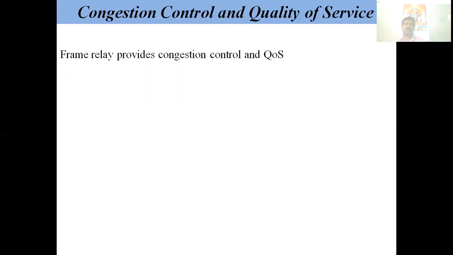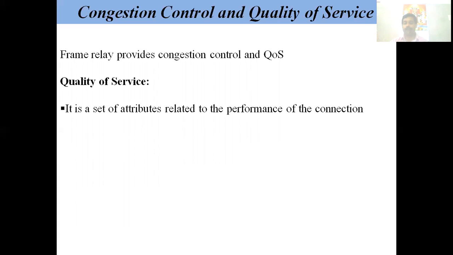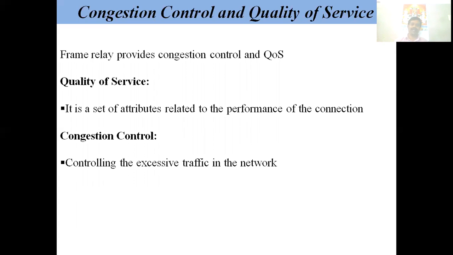Next, congestion control and quality of service. Frame relay also provides congestion control and quality of service. Now, what does quality of service mean? Quality of service is a set of attributes related to the performance of the connection. Next, congestion control is controlling the excessive traffic in the network. So these are some of the information regarding frame relay.